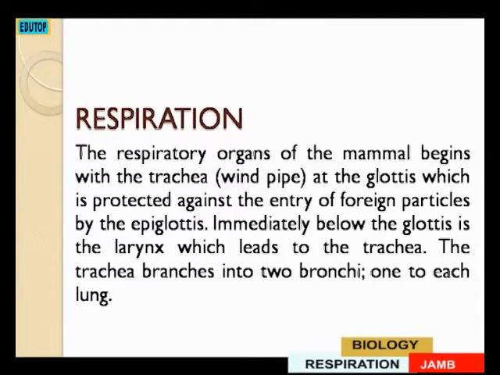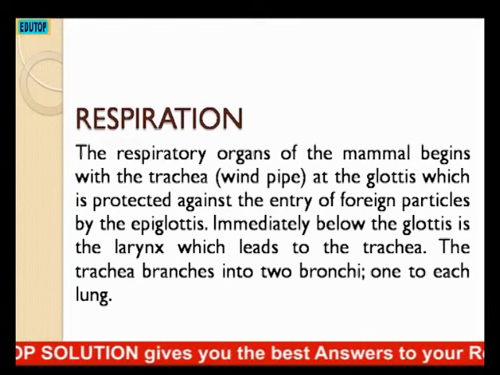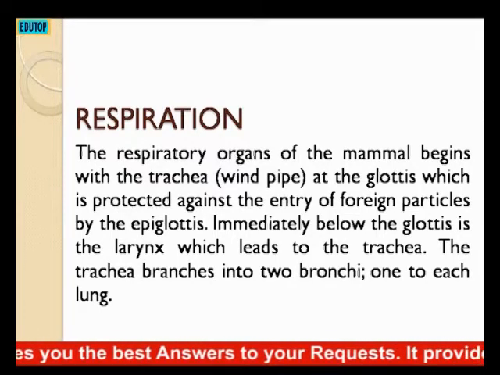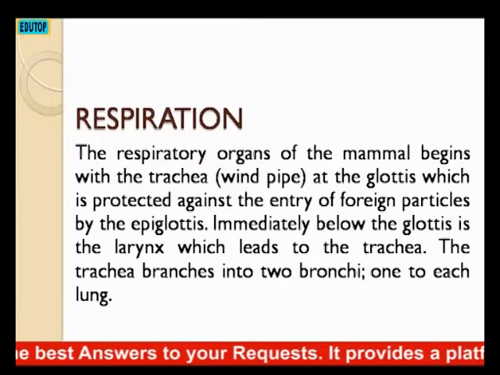The respiratory organs of mammals begin with the trachea, that's the windpipe. It moves to the glottis, which is protected against the entry of foreign particles by the epiglottis. Then immediately below the glottis, you have the larynx, which leads to the trachea. Then the trachea branches into two. We have an inverted Y. It looks like an inverted Y when you look at the diagram of the respiratory system.